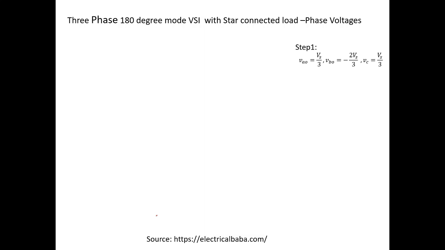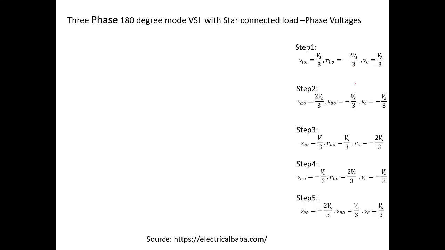Now in step 1, phase voltage, we know phase voltages: A phase voltage is Vs by 3, B phase voltage is minus 2Vs by 3, and C phase voltage is Vs by 3, right? In step 2, VAO is 2Vs by 3, in step 3 VAO is equal to Vs by 3, in step 4 it is equal to minus Vs by 3, and in step 5 it is minus 2Vs by 3. So you can see these are the phase voltages corresponding to phase A from step 1 to 5.